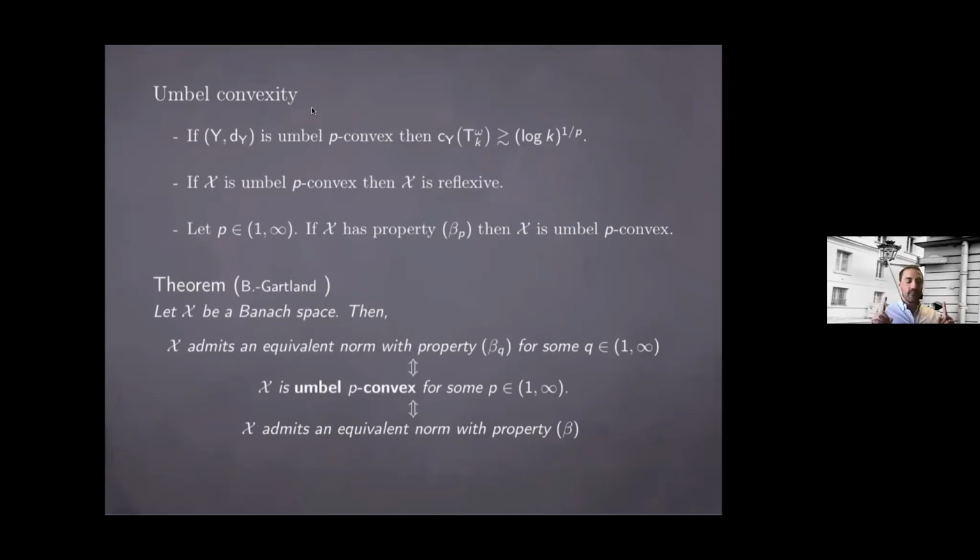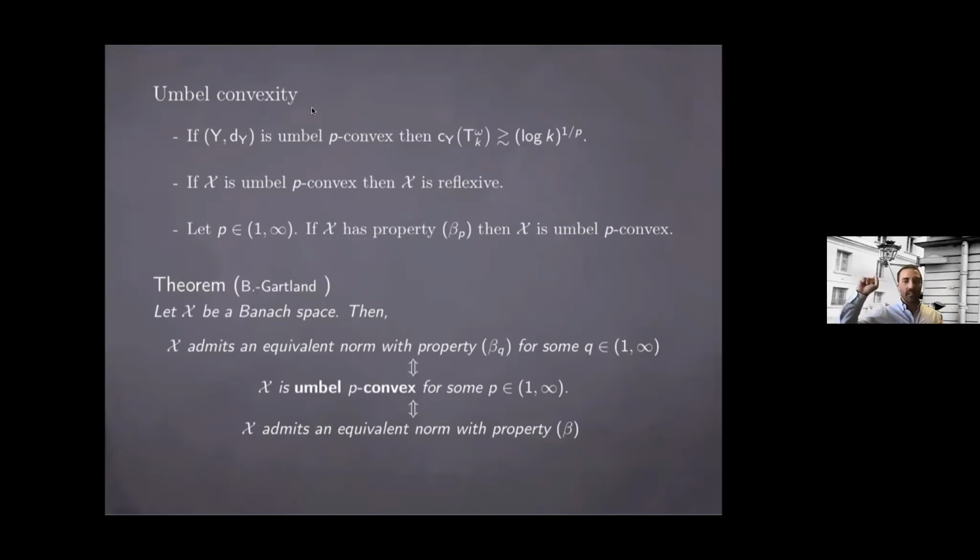And in fact, if you want a metric invariant that will characterize renormings with property beta p, this metric invariant cannot be stable under uniform equivalences of Banach spaces. And this seems like a big obstruction, okay? Now, the best thing you can hope at this point is that if your Banach space is Umbel p-convex, then it admits an equivalent norm that has beta p plus epsilon for every epsilon, because that's what happens in Kalton's examples.